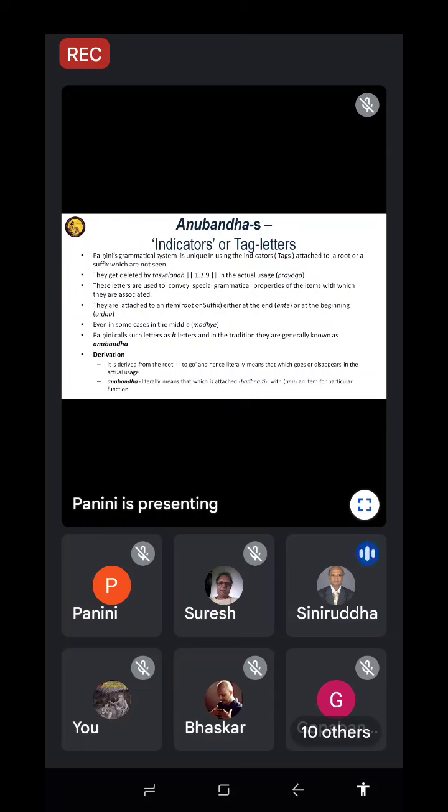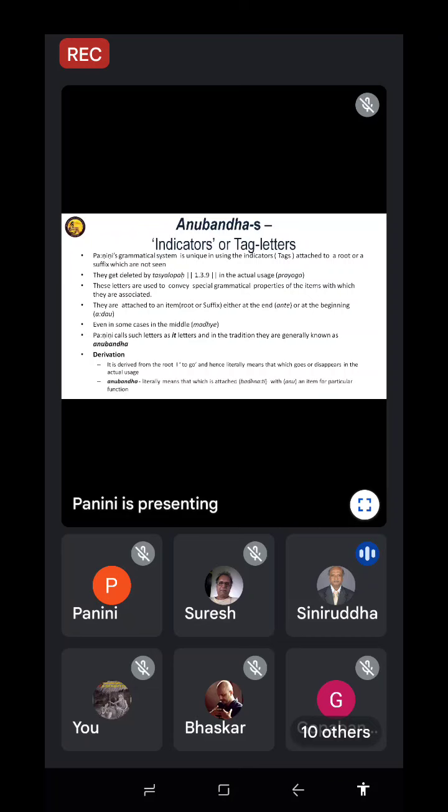Now, how is the derivation taken? It is derived from the root to go. I dhatu, Panini says iti. Why do you say iti? Iti indicates e, to go. We have the sutra iti, eti. So, I dhatu means to go. It is derived from the root to go, and hence literally means that which goes or disappears. So it is anubandha lopa. Lopa means it disappears.